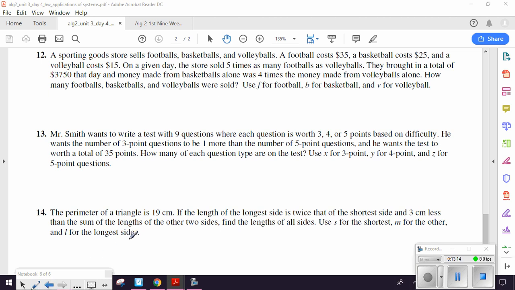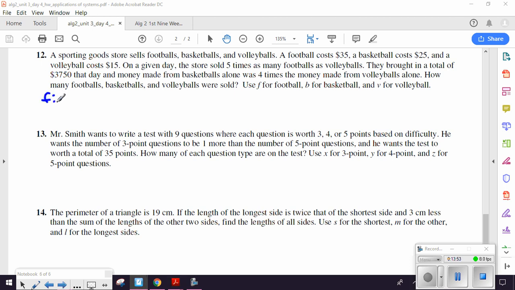Number 12, a sporting goods store sells footballs, basketballs, and volleyballs. A football costs $35, a basketball costs $25, and a volleyball costs $15. On a given day, the store sold 5 times as many footballs as volleyballs. They brought in a total of $3,750 that day, and money made from basketballs alone was 4 times the money made from volleyballs alone. How many footballs, basketballs, and volleyballs were sold? Use F for football, B for basketball, and V for volleyball.